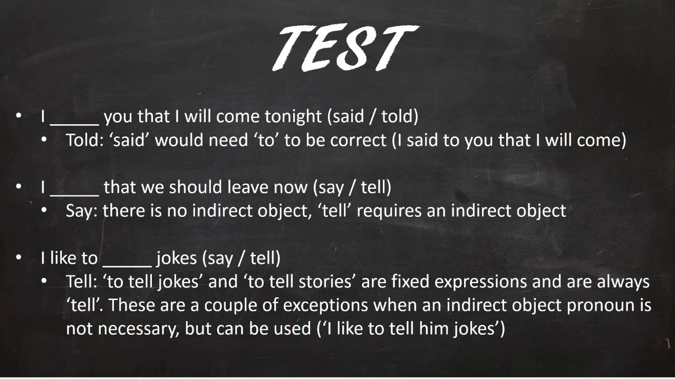And that's because in expressions like to tell jokes and to tell stories, these are just fixed expressions and they will always be tell. As I said, these are a couple of exceptions when an indirect object pronoun is not necessary, but can be used if you want. So you could say, I like to tell him jokes.